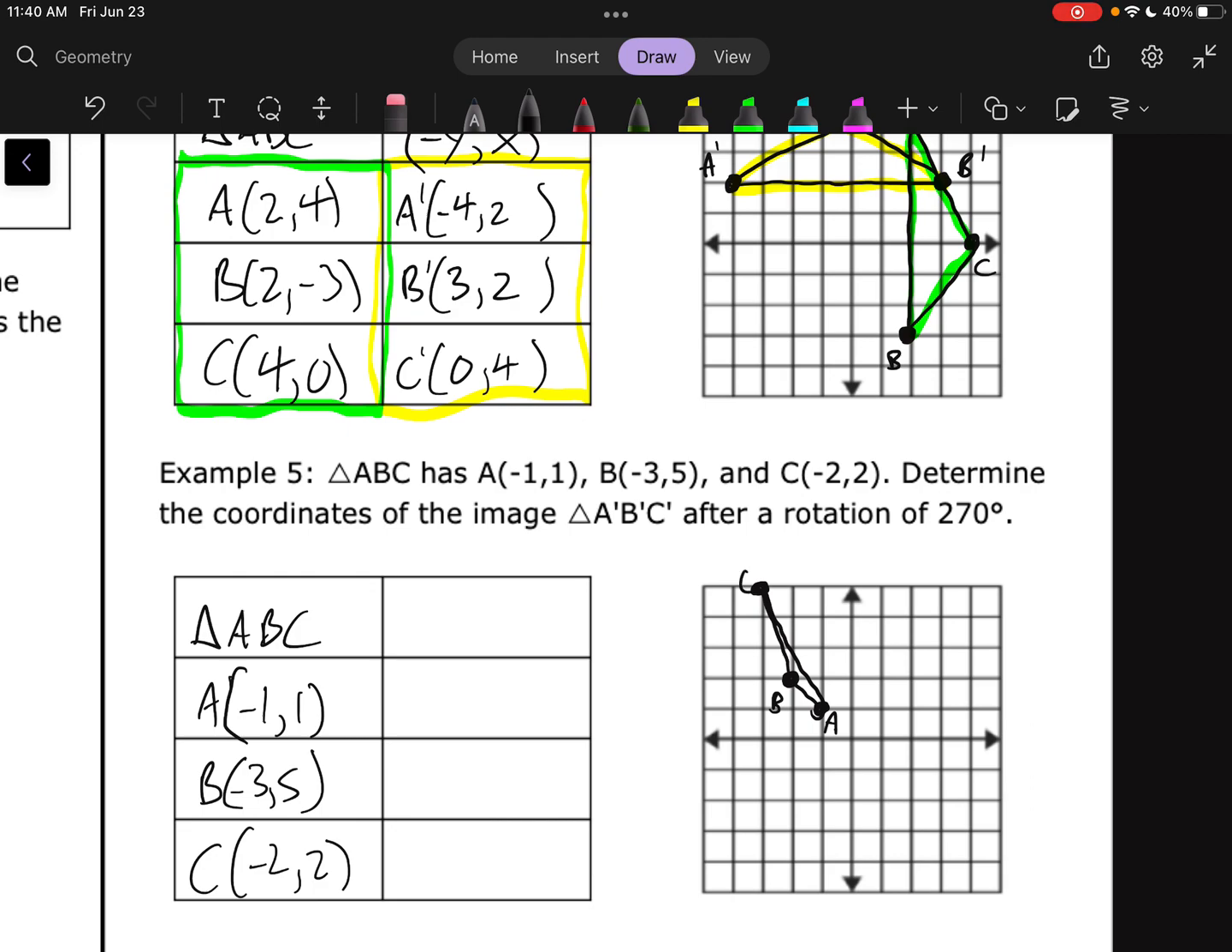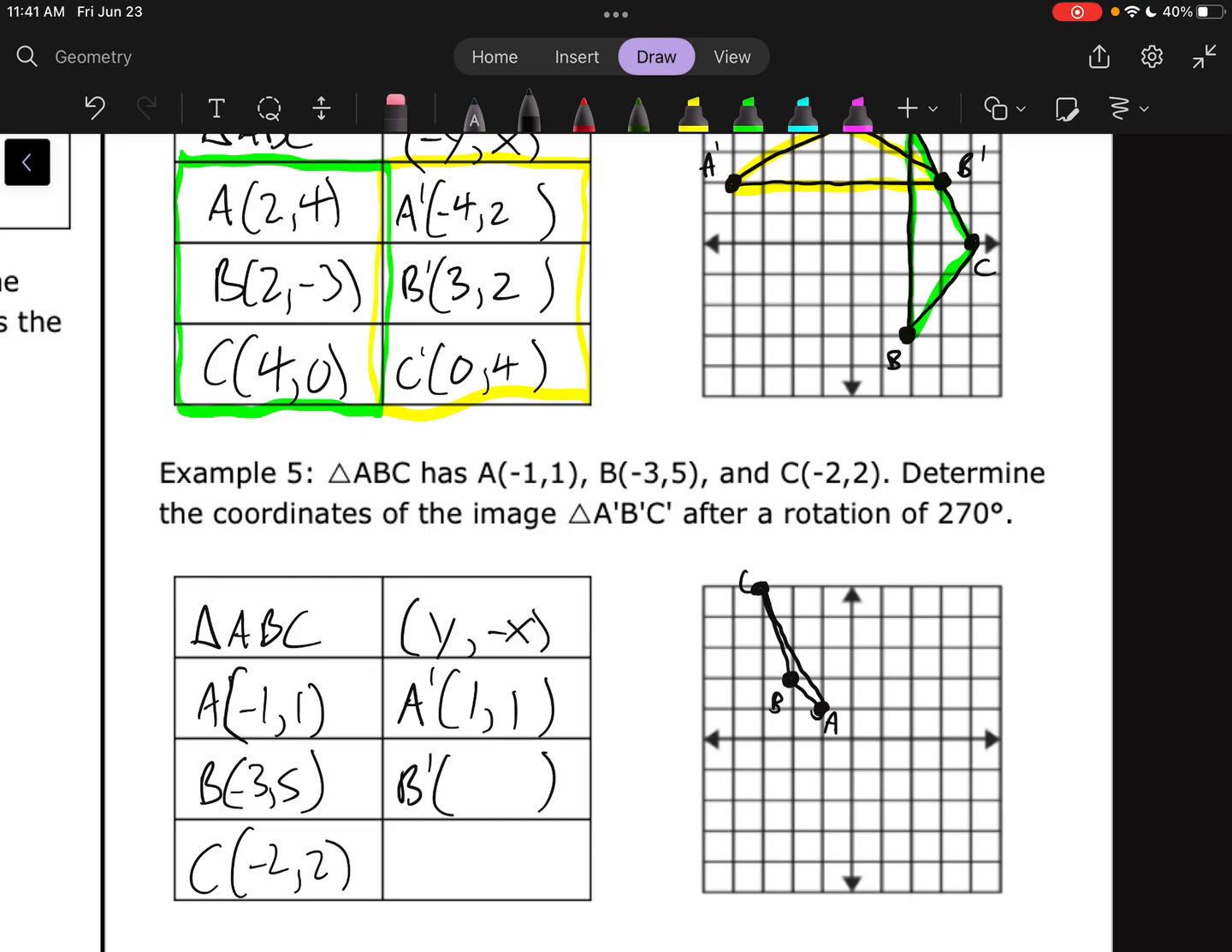And what are we doing here? We're rotating this thing 270 degrees. So 270 is going to be the rule y, negative x. And how that's going to work is we flip the x and the y value, we change the sign on the x value. So negative 1, 1 becomes 1, negative 1, change the sign on the x value to 1, positive 1.